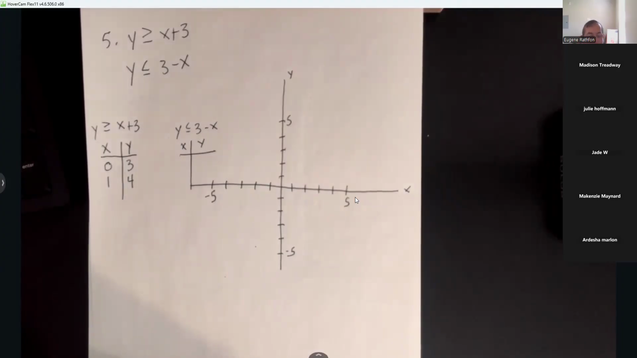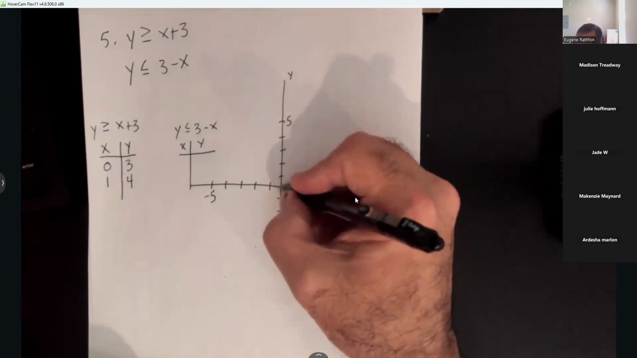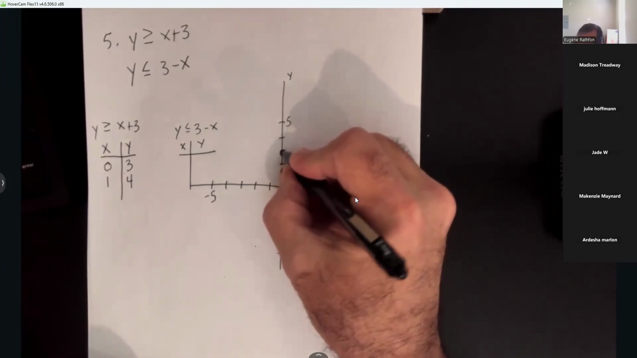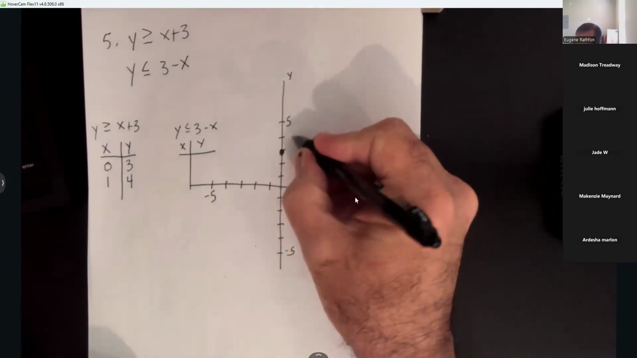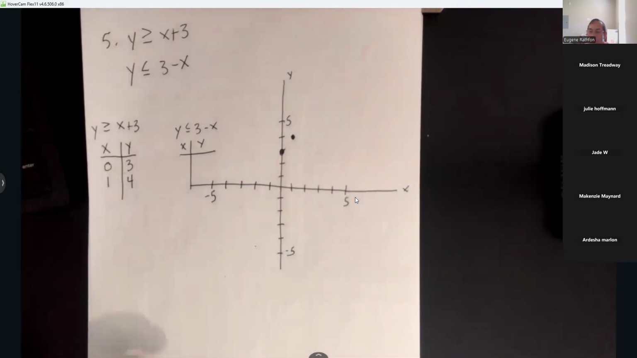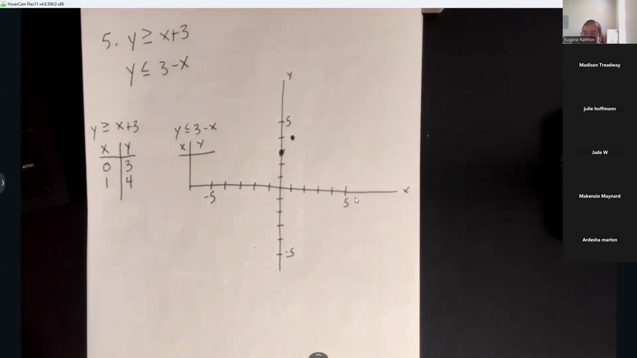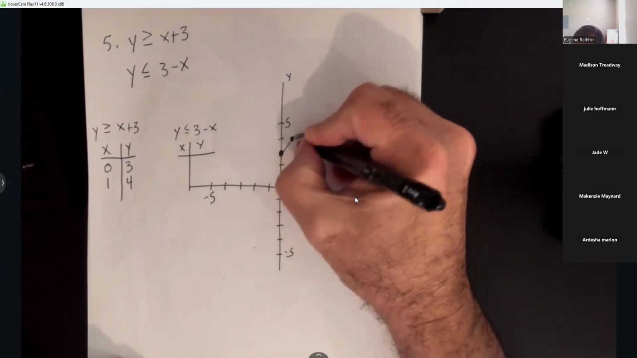So the points are 0, 3. So here is 0, 3. And then 1, 4. So right 1, up 4. So y'all, would y'all use a dashed line or a solid line on that? All right, so you're going to use a solid line.